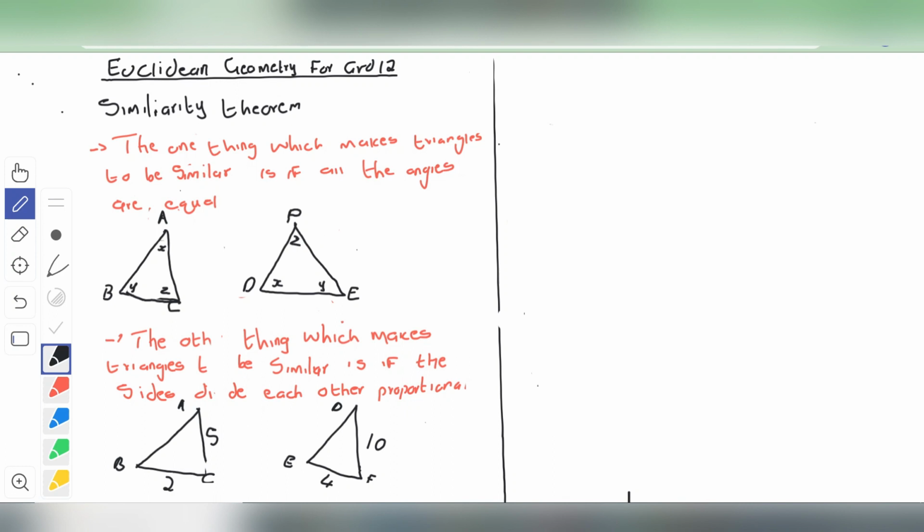So today's lesson will be doing Euclidean geometry for grade 12, but we're only going to focus on the similarity theorem. On the similarity theorem, I just want to show you the two ways of proving the similarity, and the tricky way of how you do it. Even though you don't know the reason, you have to know that this certain angle is equal to this certain angle, right? So let's start with the business of the day.